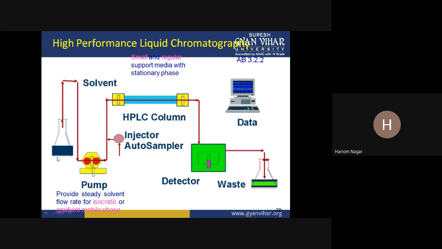By this pump, the pressure is increased, and with this pressure the solvent passes through the HPLC column. This is the HPLC column here, and this is the flow direction, left to right, in this column. After this pump and before the column, there is the injector. This injector may be automatic or manual. It may be an auto sampler or manual.